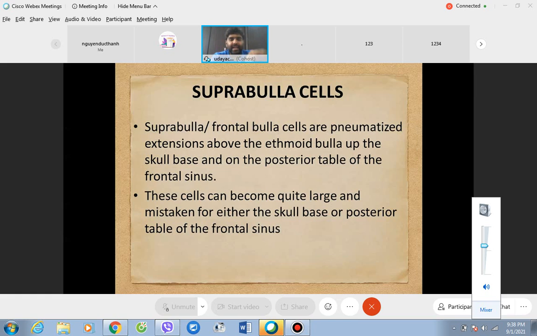We have a cadaver dissection picture which I can show you shortly. These cells can become quite large and be mistaken for the skull base or the posterior table of the frontal sinus.